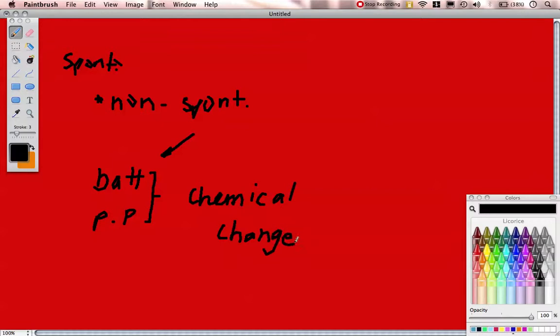So the whole idea is that they're non-spontaneous, they don't happen by just sitting around, but if you give them enough electrical energy coming from a battery or a power pack, then you can use that to drive chemical change.